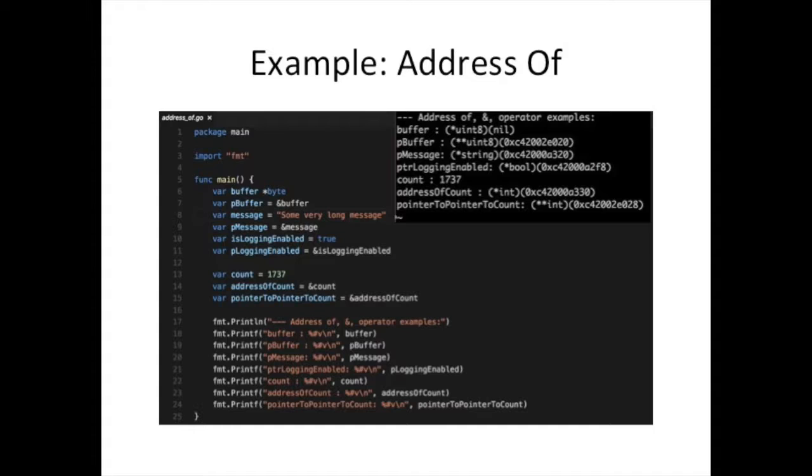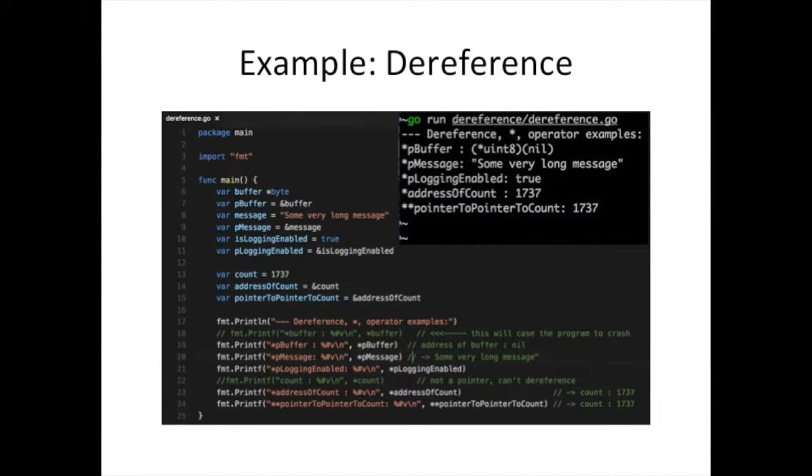And then the next one we're going to look at is dereference. And again, like I mentioned before, you cannot dereference nil. So if I try to dereference buffer, it would actually crash the program. And of course, I can't dereference count because count is not a pointer. And that one is a compile time error because Golang is going to check your code before you compile it. And so if you try to dereference count, it's going to say, oh, this is not a pointer. It doesn't contain an address.